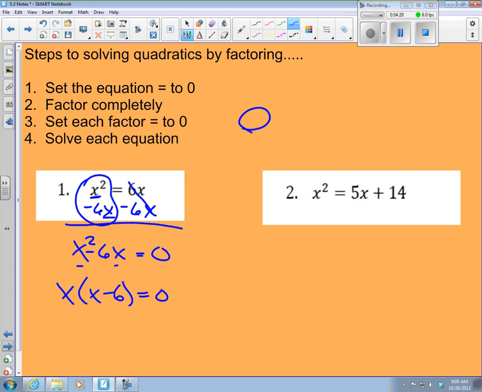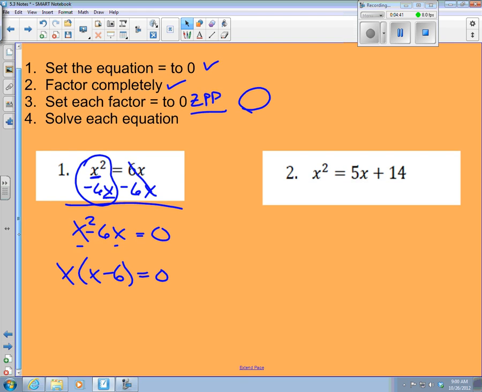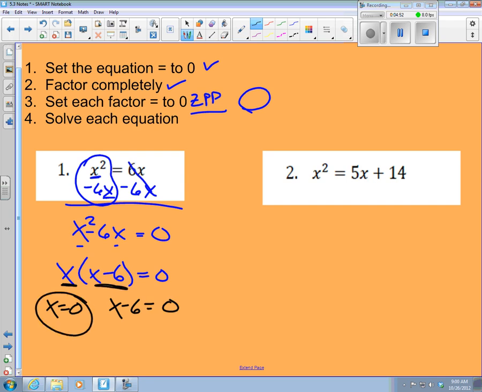So set equation equal to 0, we did that. Factor completely, just got done doing that. Now we're going to use the ZPP, the zero product property, where we set our factors equal to 0. So x equals 0, that's your first factor, and x minus 6 equals 0, that's your second factor. Well, I don't have to solve that equation, it's done. One of my solutions is 0. Here, I'm going to have to add 6 to both sides and get x equals 6.